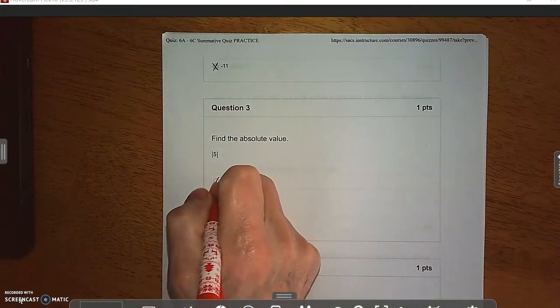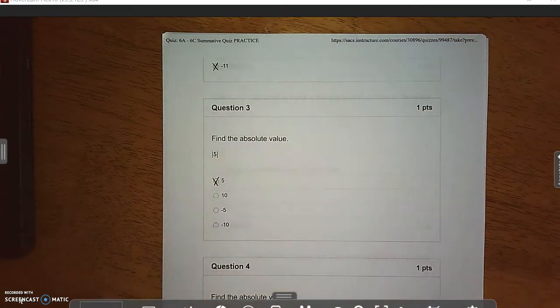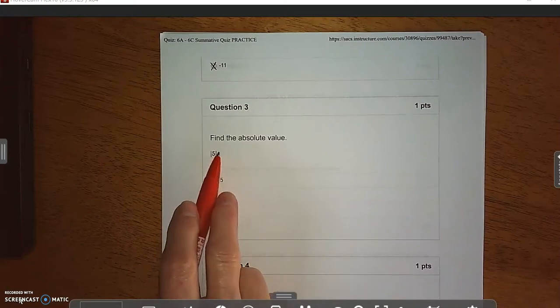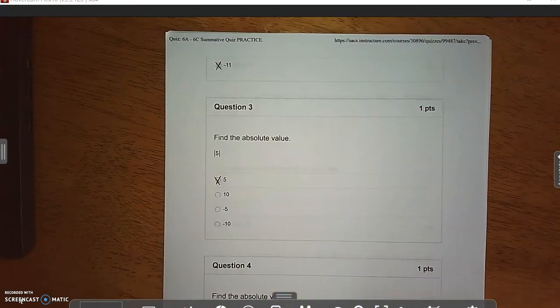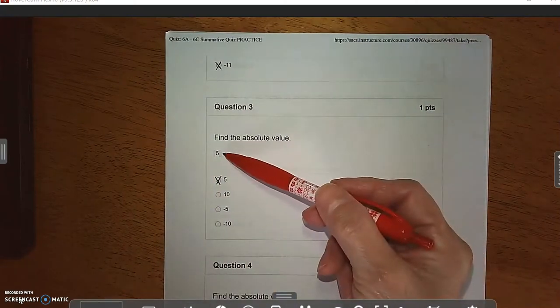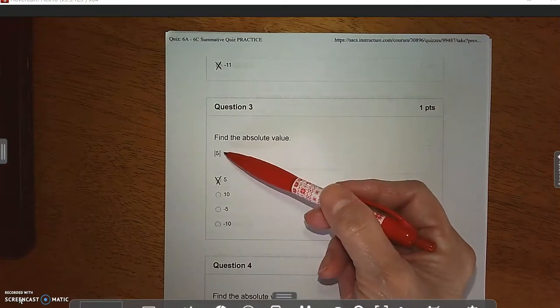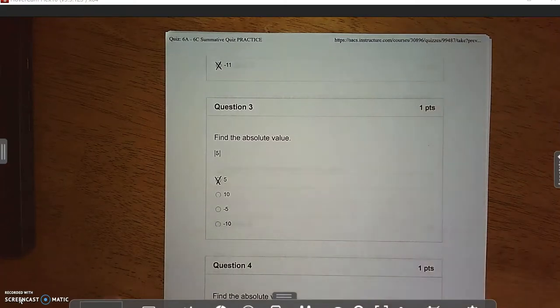So this is not the same as opposites. Absolute value and opposites are different things. Absolute value is the number of units a number is from 0. Opposites are the positive and negatives of the same number. Okay, so the absolute value of 5, and that's what these little goalpost signs mean. That means absolute value. The absolute value of 5 is 5. 5 is 5 units away from 0 on a number line.